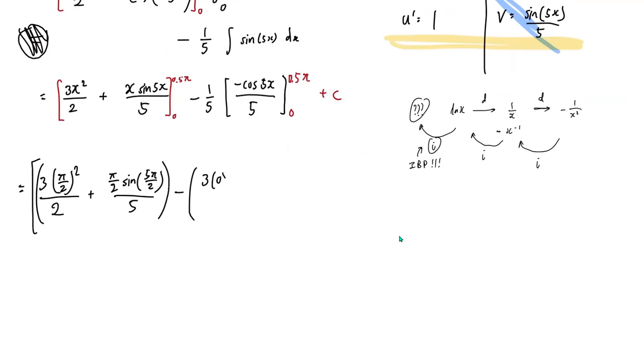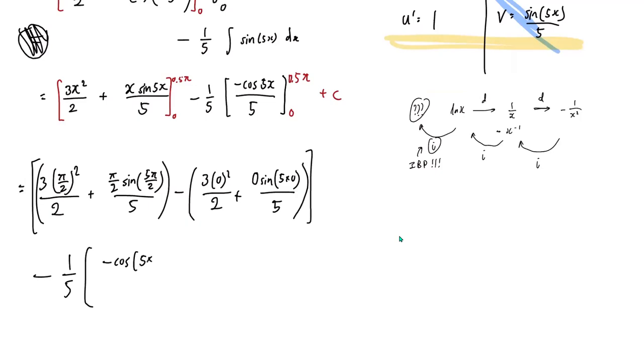3 times 0 square over 2 plus 0 times sine of 5 times 0 over 5. Of course, it's just 0. Minus away 1/5 times of, this guy is negative cosine 5 times pi over 2 over 5. Minus away, negative cosine 5 times 0 over 5.